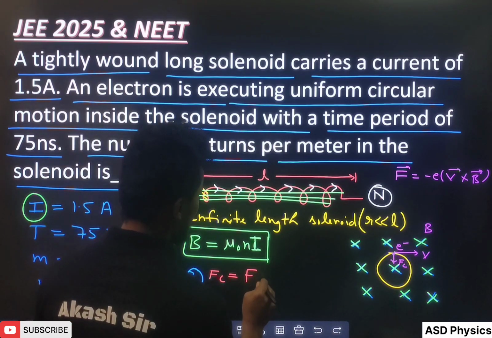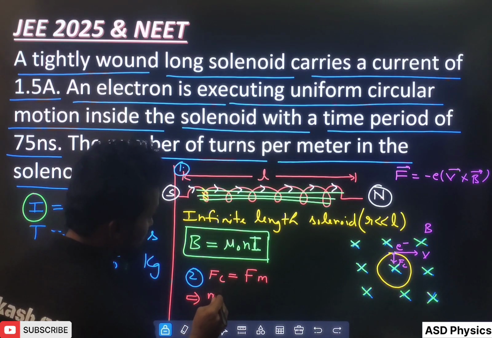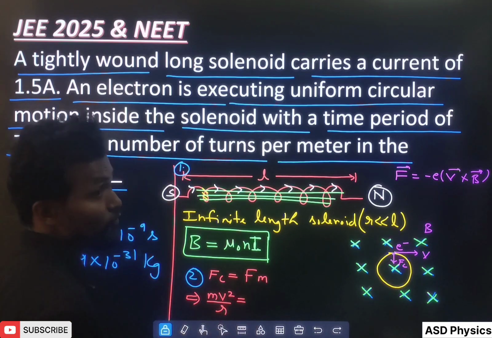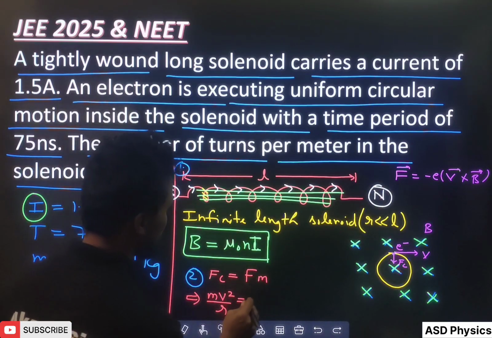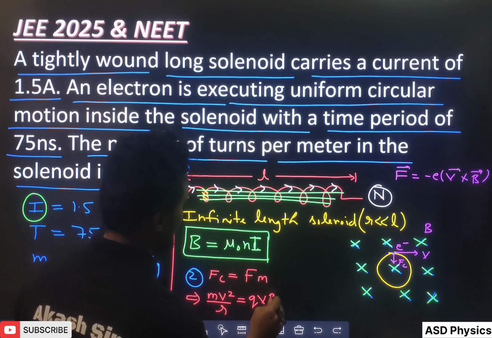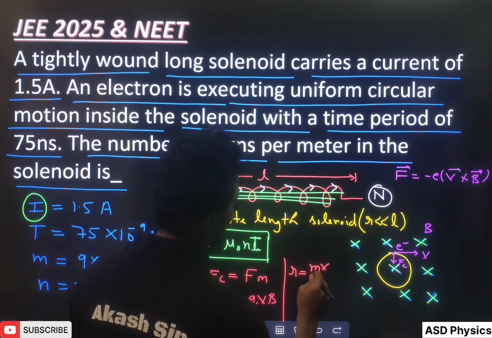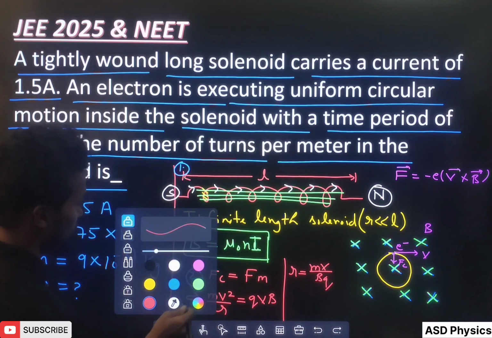This centripetal force will be provided by the magnetic force. The centripetal force is given by mv square by r, and the magnetic force is QV cross B. V and B are perpendicular, so we can write QVB. From here the radius is R equals mv by BQ.